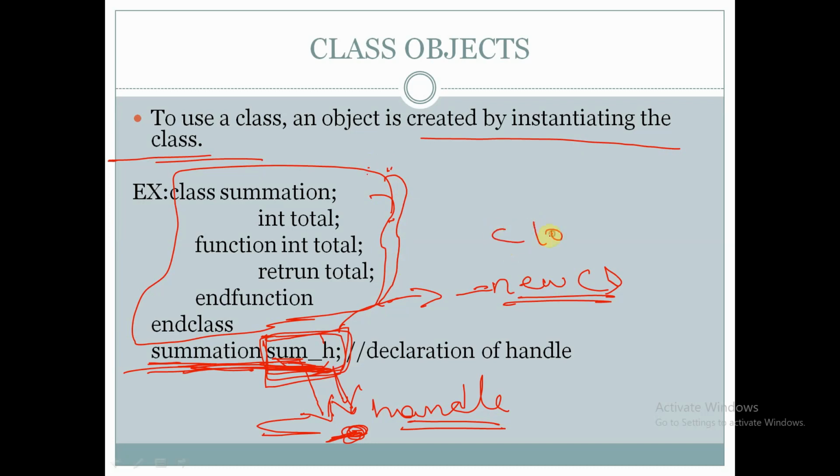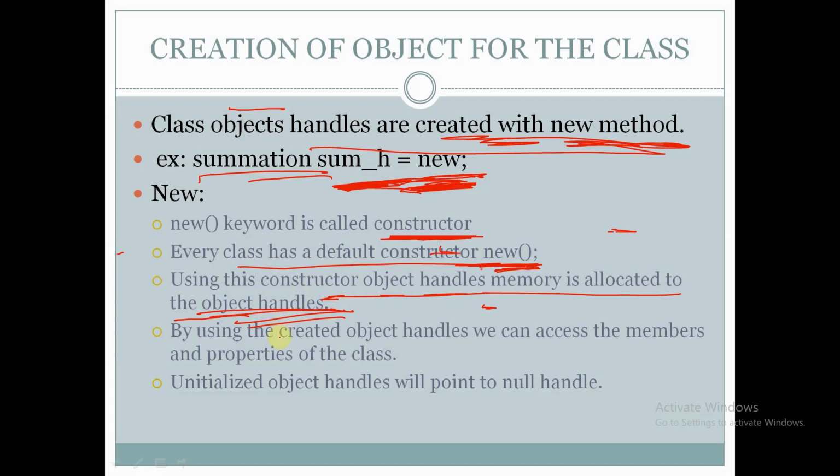So if a class B has this object handle, this class B can use this object handle to access the members or methods. Before accessing, this handle should have memory. So by using this created object handle, we can access the members and properties of the class. Uninitialized object handles will point to null handle. So if any handle is uninitialized, then it will point to null handle.